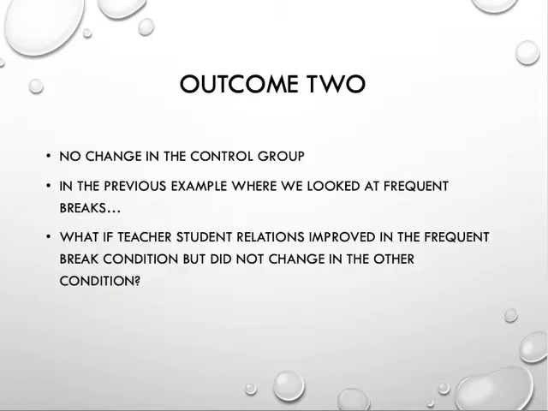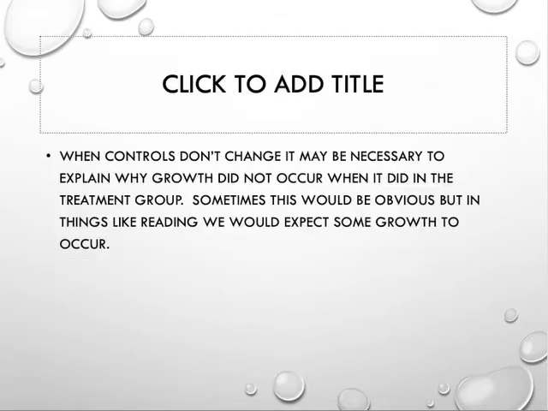The other outcome is that there's no change in the control group. In the previous example where we looked at frequent breaks, what if teacher-student relations improved in the frequent break condition but did not change in the other condition? When controls don't change, it may be necessary to explain why growth did not occur when it did in the treatment group. Sometimes this would be obvious, but in things like reading, we would expect some growth to have occurred.